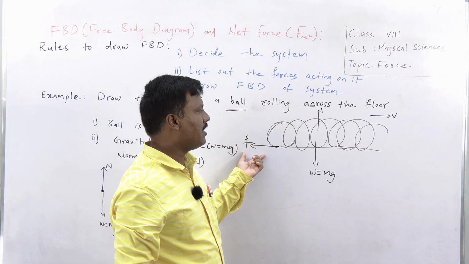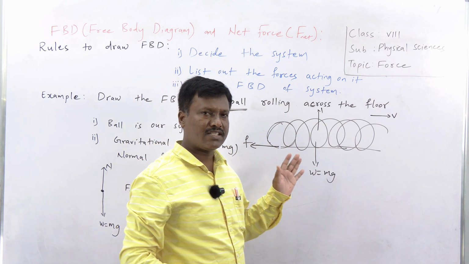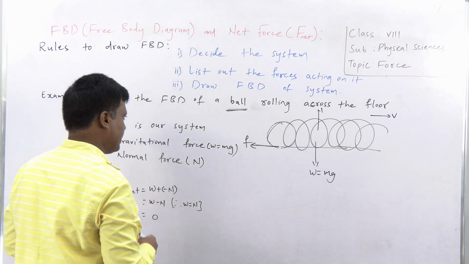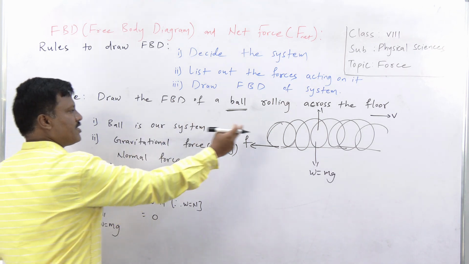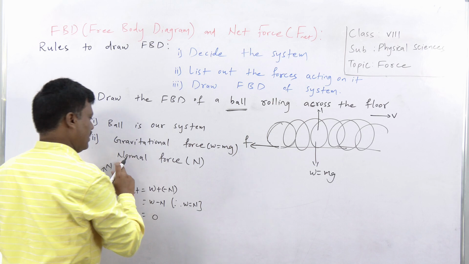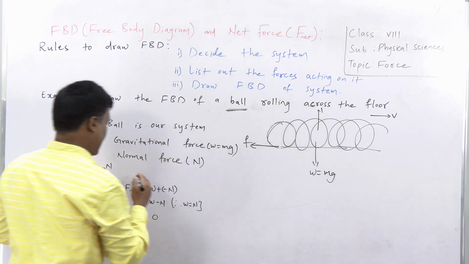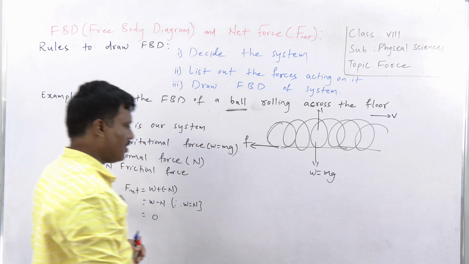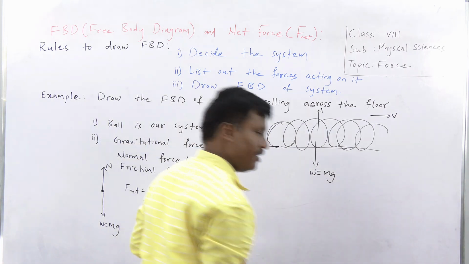side. Okay. So in total, how many forces are acting on the ball when it is rolling across the floor now? 3 forces are acting. Tell me what they are. Okay, now the ball is our system. One is gravitational force, the other one is normal force, and the third force is frictional force. Now we have to draw the free body diagram for this.